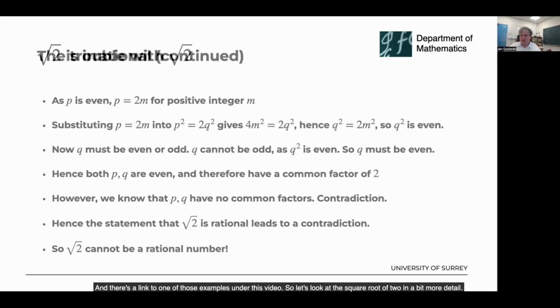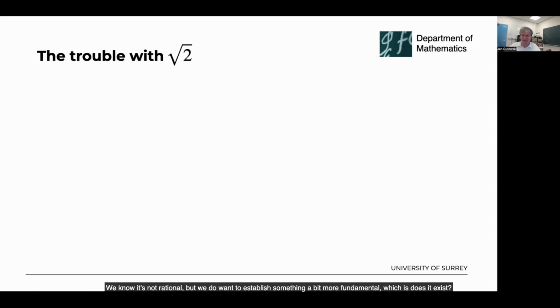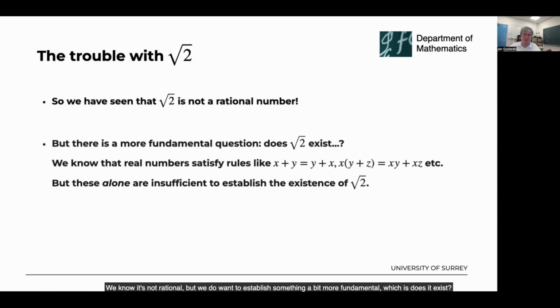So let's look at the square root of 2 in a little bit more detail. We know it's not rational, but we do want to establish something a bit more fundamental, which is, does it exist? And to see why that is a little bit subtle, let's just consider the types of properties that real numbers satisfy. Well, they certainly satisfy rules like x plus y is equal to y plus x, and x times (y plus z) is equal to x times y plus x times z.